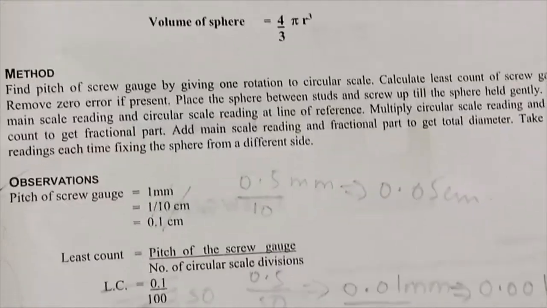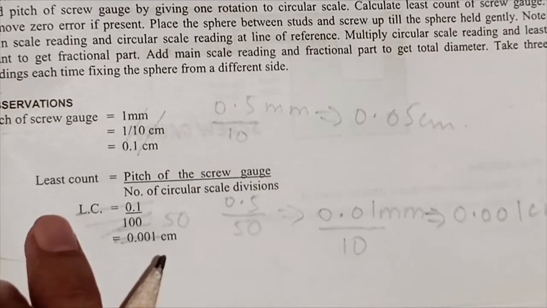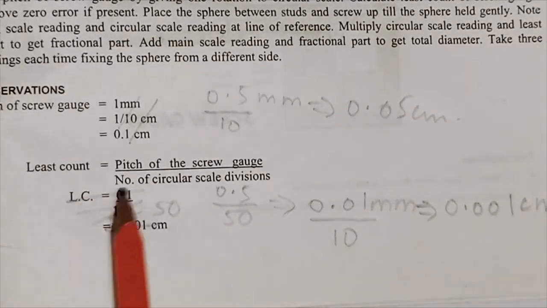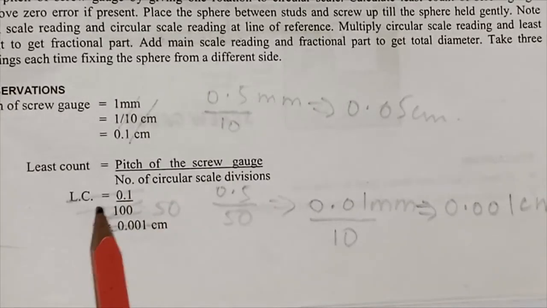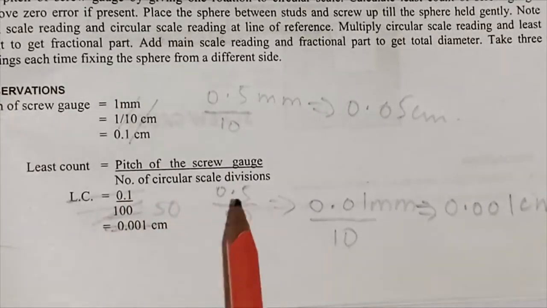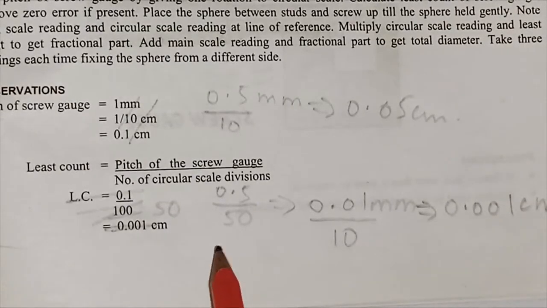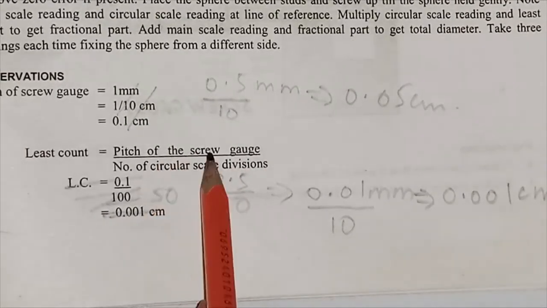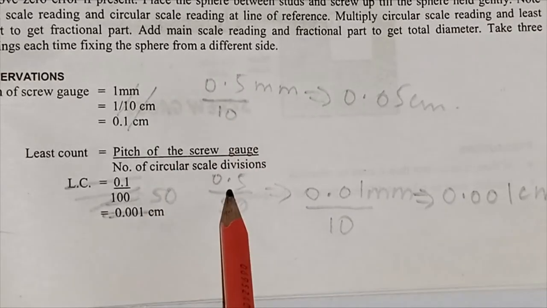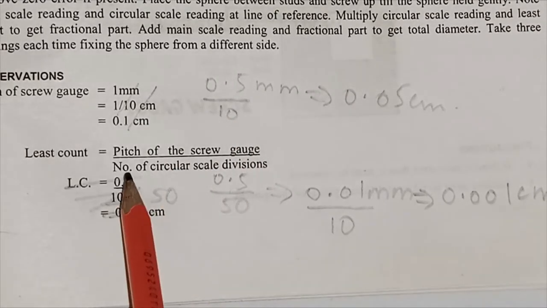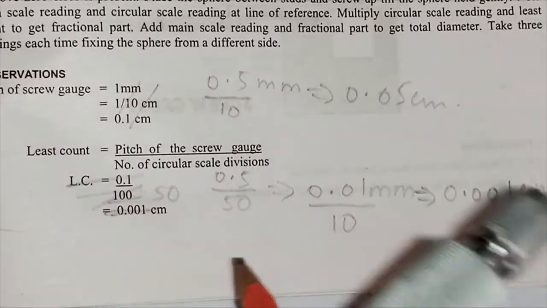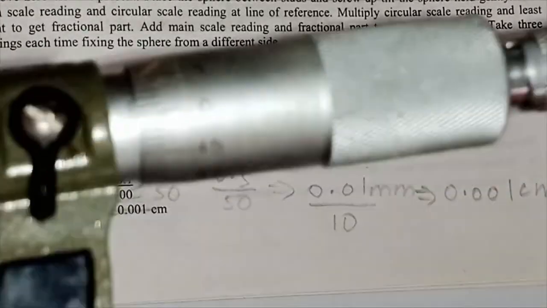So now it's time to find the least count. So what will be the formula of least count? Least count is equal to the pitch of the screw gauge divided by the number of circular scale divisions. So here I am noting some mathematical observations. The pitch of the screw in millimeter is 0.5. What is the total number of divisions on the circular scale? We have 50 divisions, as you can count here.